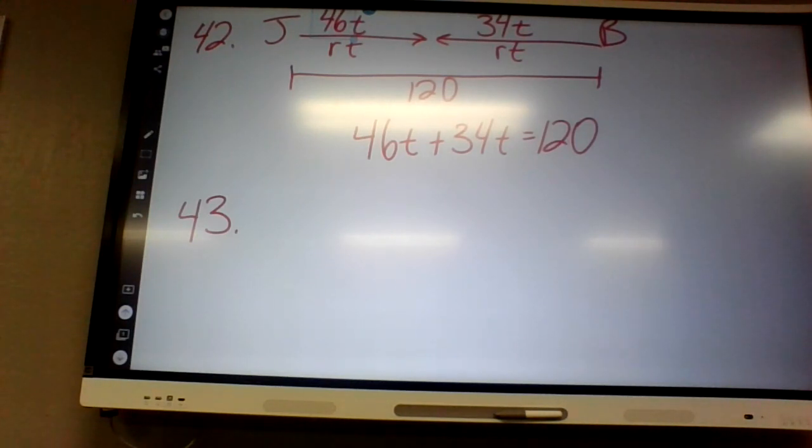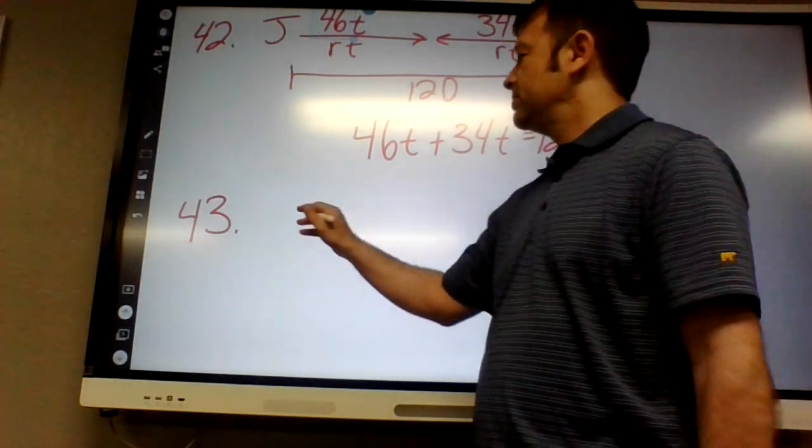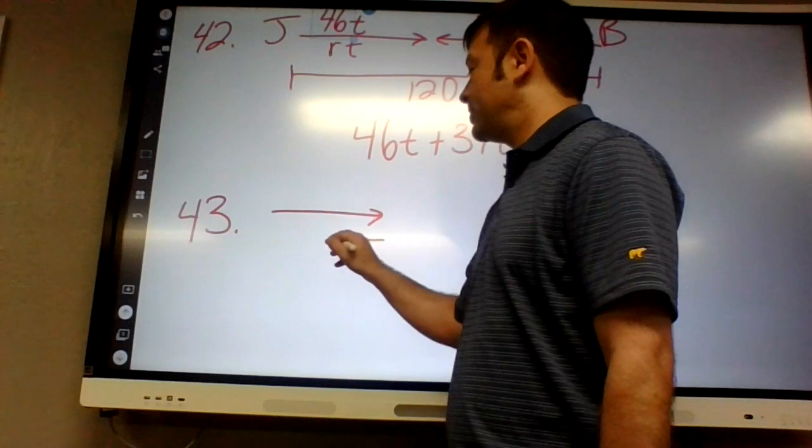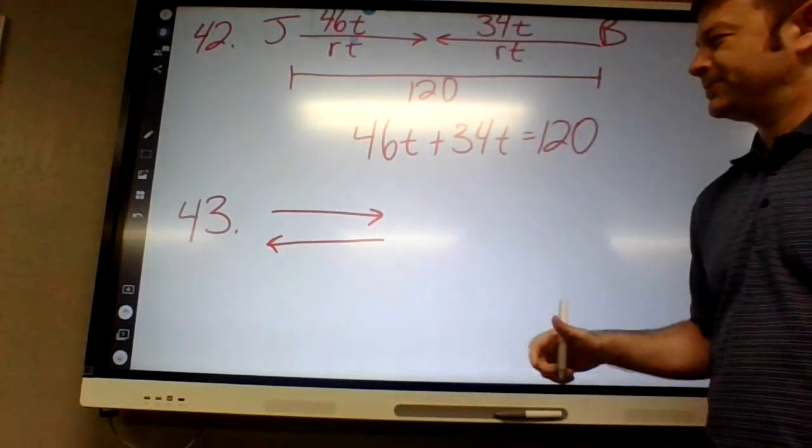Number 43. Jorge jogged the trail to the waterfall at 120 yards per minute, and he walked back at 80 yards per minute. So what should the arrows look like? He jogged to the waterfall and walked back. One of these ones, right? He went there and back.